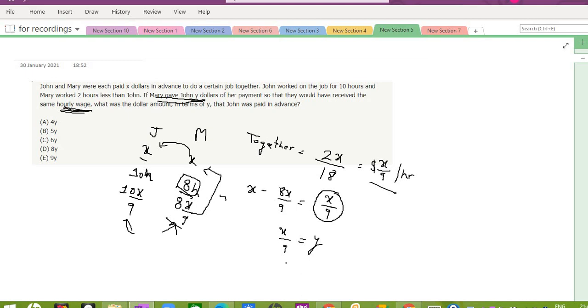So in terms of y, the question is what was the dollar amount in terms of y that John was paid in advance? John was paid x dollars. So what is x in terms of y? It is 9y. So your answer is 9y.